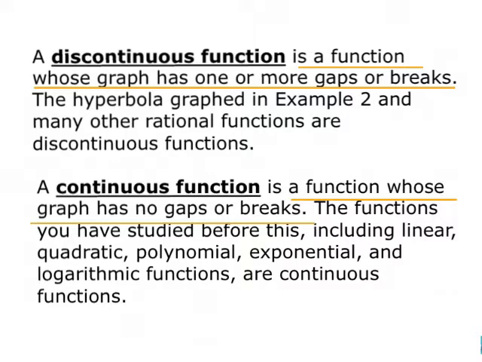The first one is a discontinuous function. A discontinuous function is a function whose graph has one or more gaps or breaks. The second one was a continuous function. A continuous function is a function whose graph has no gaps or breaks.